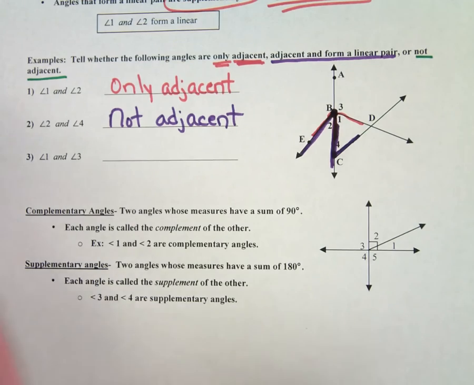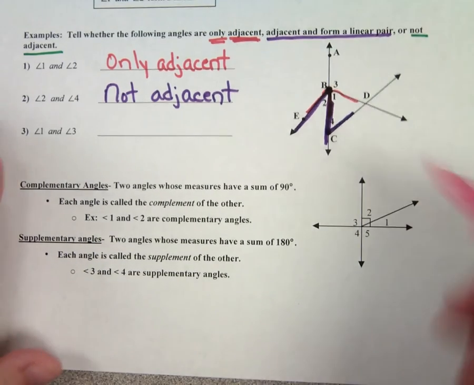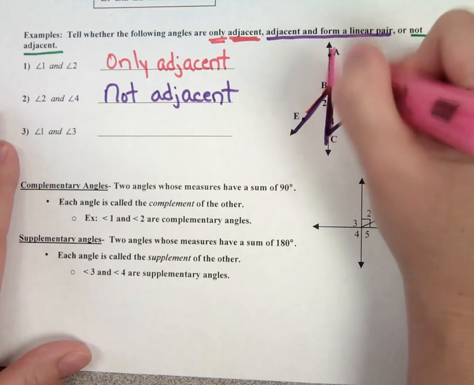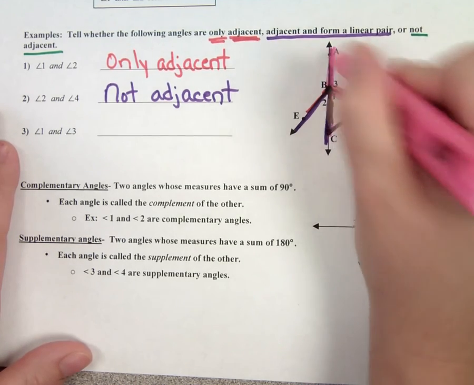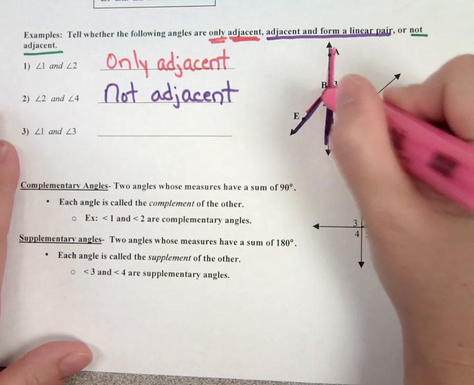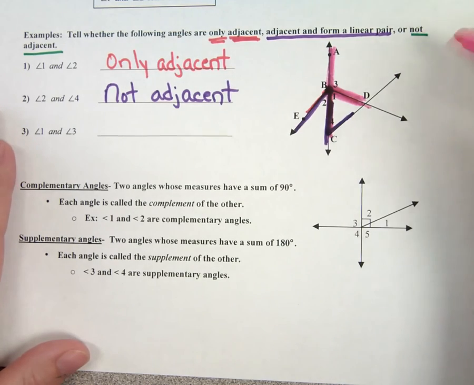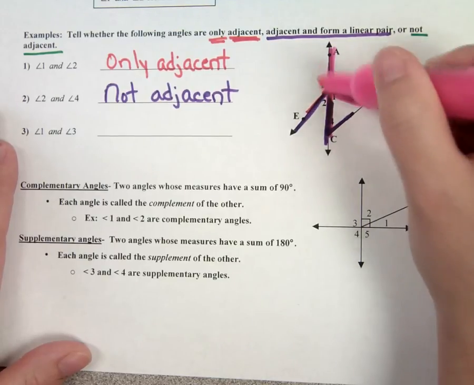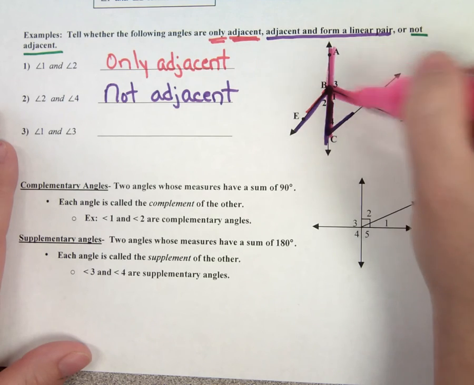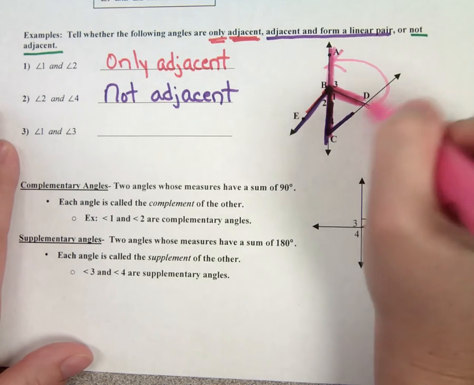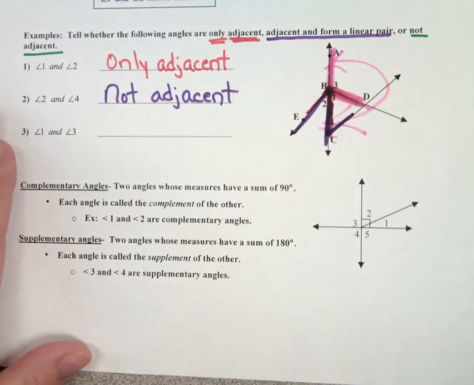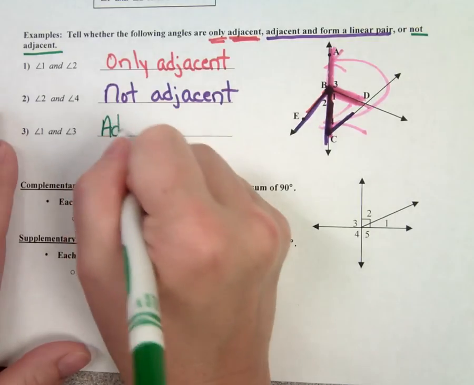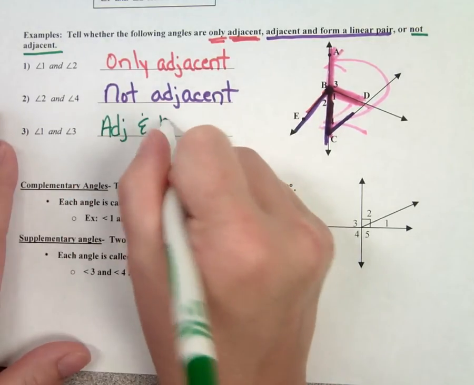Okay, and number 3 talks about angle 1, which is right here, and angle 3, which is right here. Do angle 3 and angle 1 look like they are adjacent? Yes, they have this common vertex and they have this common side. Do angle 3 and angle 1 make a straight line when put together? Yep, from here to here, that's 180 degrees. So angle 1 and angle 3 are adjacent and they form a linear pair.